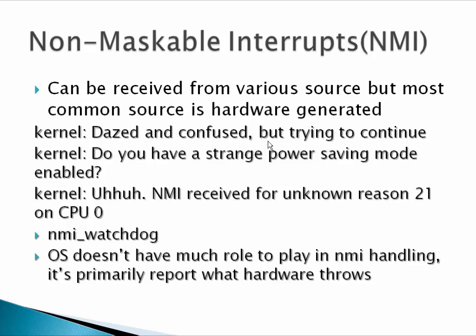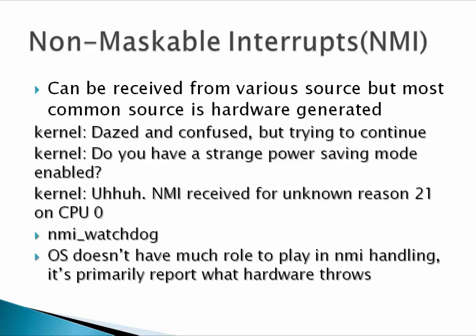So it might be a problem with your memory. It might be a problem with something else. Somebody has pressed the system reset button. This kind of error cannot be ignored. This is one of the most common errors seen by many people, like: "Kernel: Dazed and confused, but trying to continue. Kernel: You have a strange power saving mode enabled. NMI received for unknown reason 21 on CPU 0."